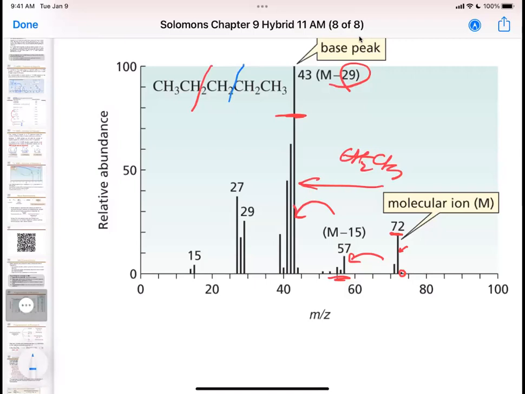Then we have our 29 and 27 peaks, which is our ethyl group here, and then with a couple hydrogens lost. And then we have our methyl group, or CH3 here. So our fragmentation pattern is basically carbon and hydrogens, carbon and hydrogens, carbon and hydrogens, until it gets down to that. Okay, see how that fragmentation pattern fits the structure of the molecule.